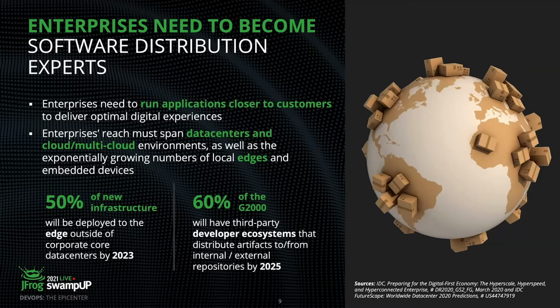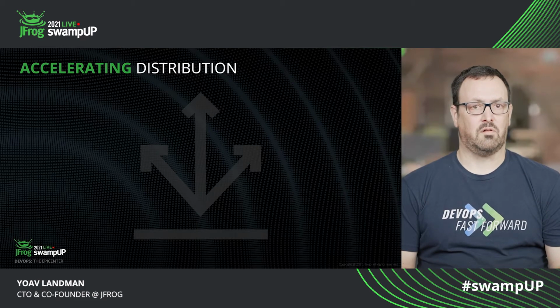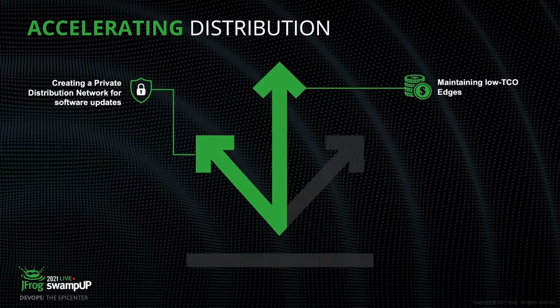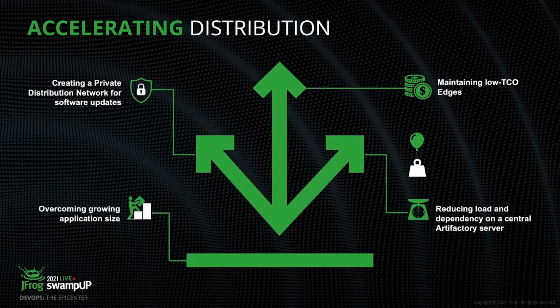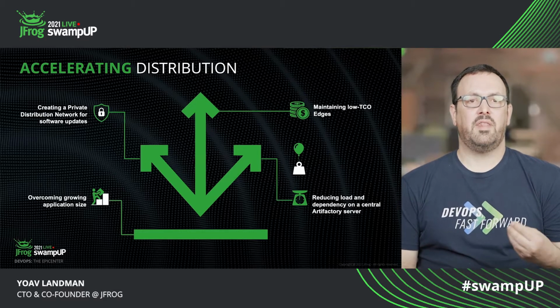Because of that, we see a lot of investment going into solving the problem of private distribution. And we see four main challenges that you're trying to solve. First one is managing and setting up a private distribution network. The second is lowering the cost of ownership and maintenance on an edge node. The third one is reducing the load and the dependency on a central Artifactory server. And finally, the last challenge is overcoming the growing sizes of software releases and applications. And so we want to take away this pain from you and take away this complexity in accelerating distribution by providing you with an out-of-the-box solution.